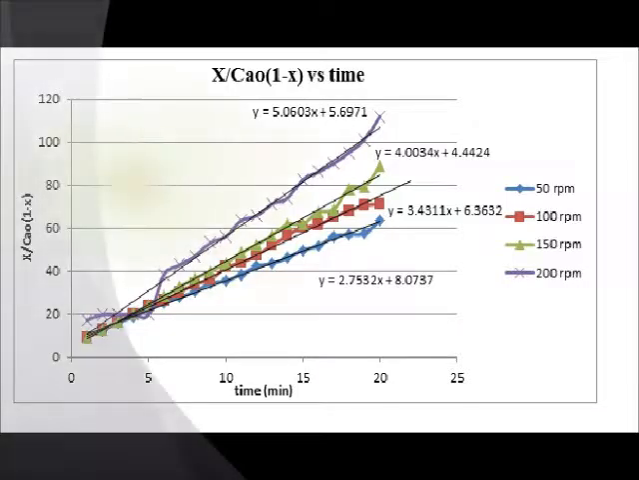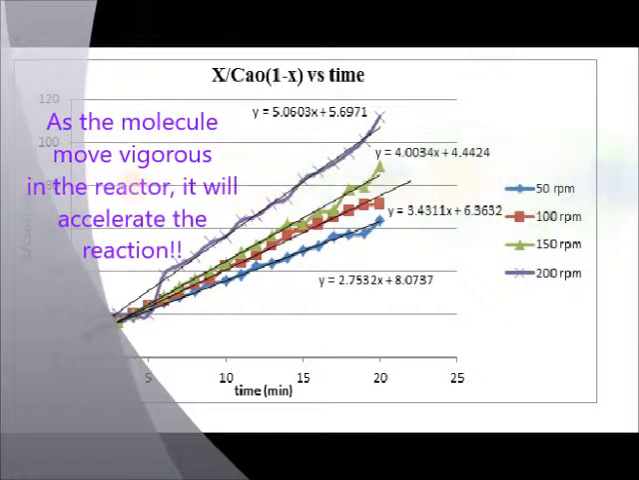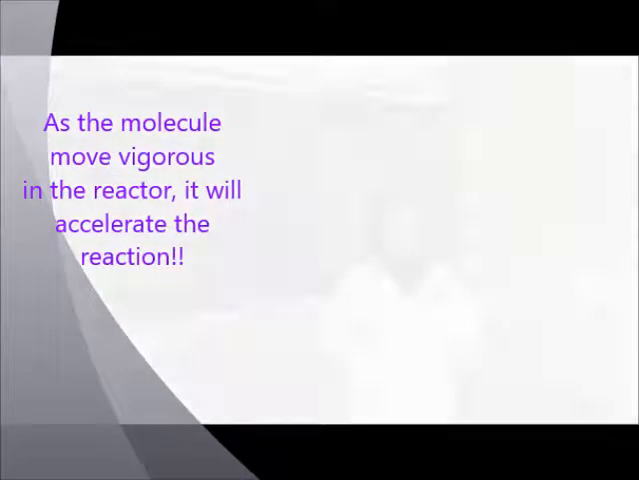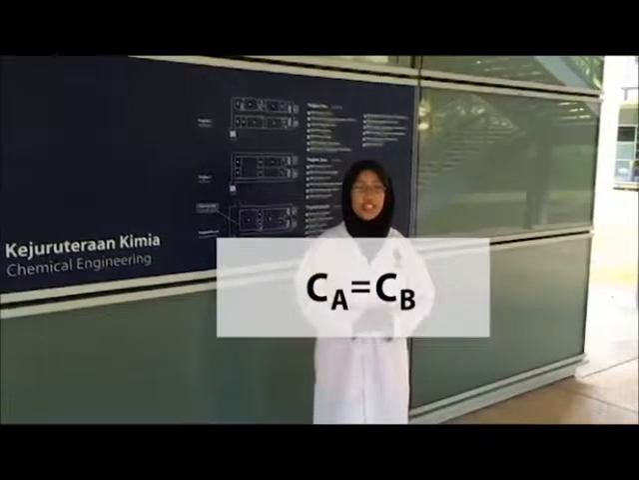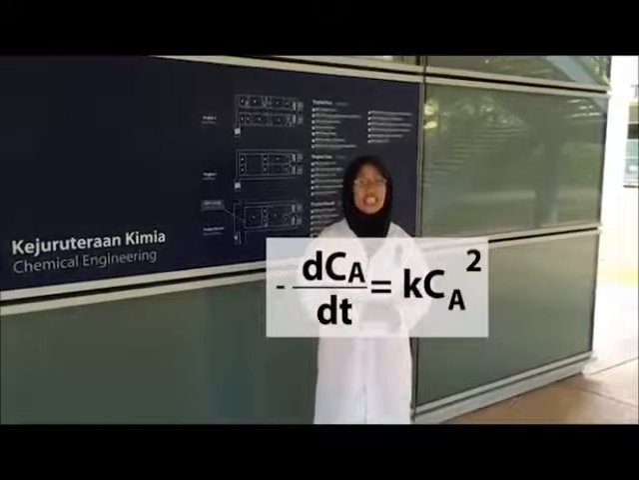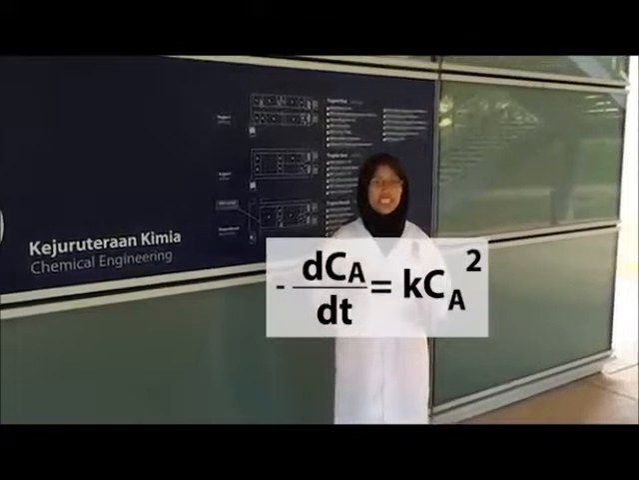This is because as the molecules move more vigorously inside the reactor, it accelerates the reaction. Since in this experiment the initial concentrations of NaOH and ethyl acetate are the same, which is 0.1 mole, the rate of reaction can be simplified as negative dCA/dt equal to k CA squared, which represents a second order reaction. Therefore, the result obeys the theory that the saponification process is a second order reaction.